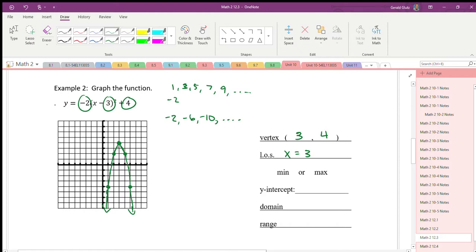All right, so do we have a maximum or a minimum on this graph? So the vertex is right here. It has a highest point, so it has a maximum.